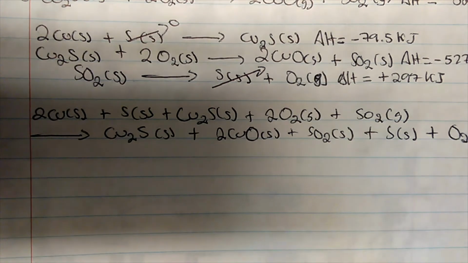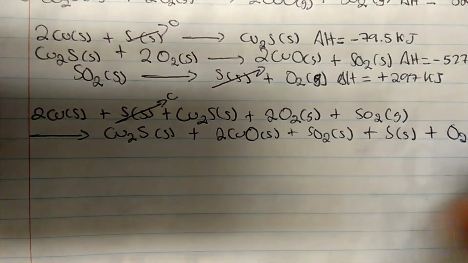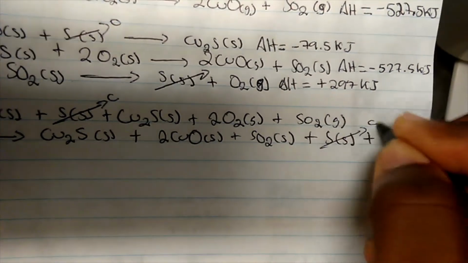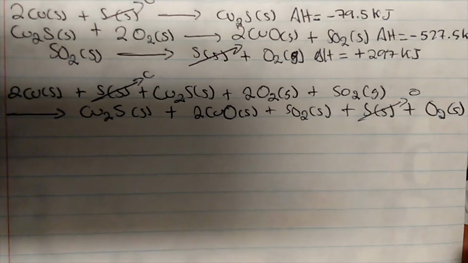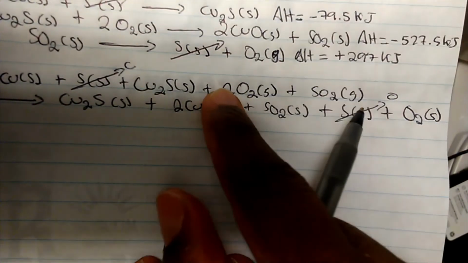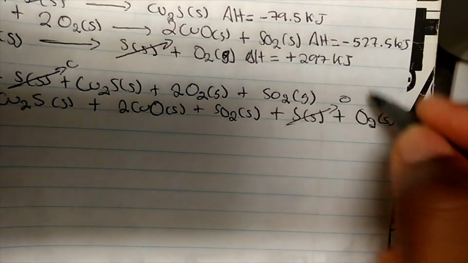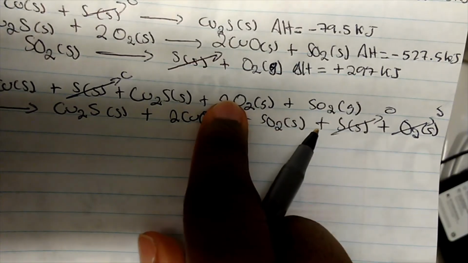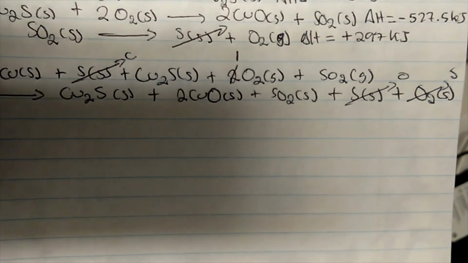Whatever I have on both sides of the equation, I'm just going to cancel. I see that a sulfur and a sulfur exist, so these will cancel on both sides. What else do I see that I will cancel? Notice that I have 2 moles of oxygen gas over here and 1 over here. So this will go away, but I will lose one of these, and I'll only be left with 1 mole of oxygen gas.